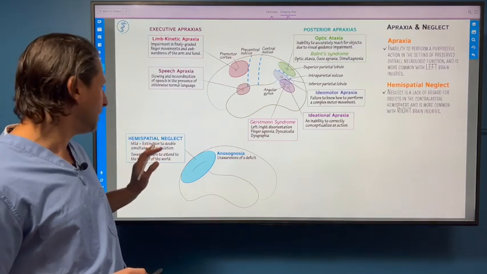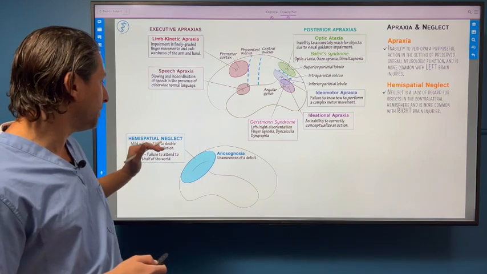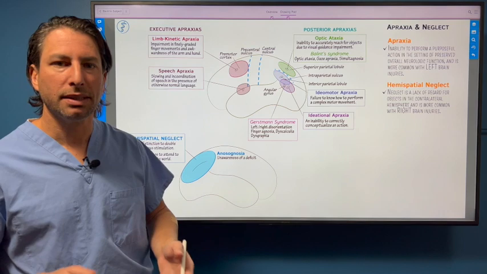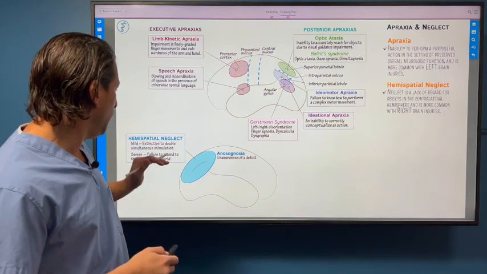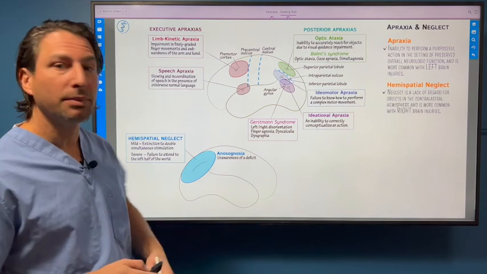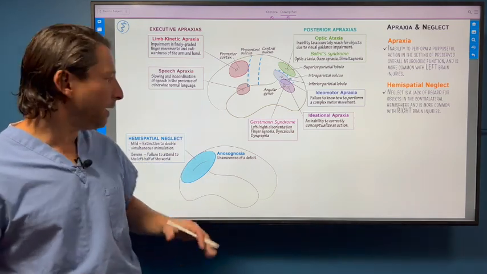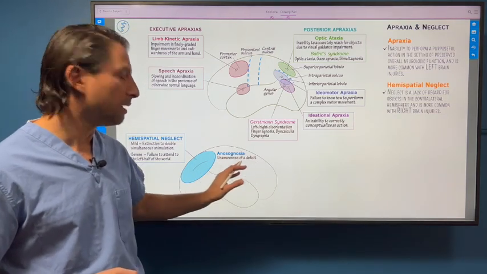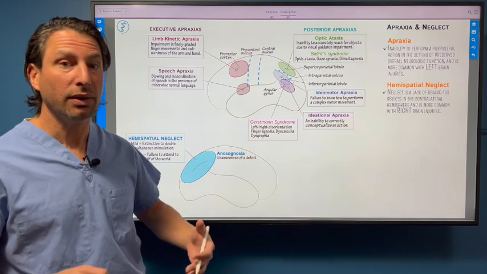So hemispatial neglect, it can be mild, meaning that there's simultagnosia maybe only, and we talked about this, double simultaneous stimulation, patients unable to perceive the opposite side. Or it's severe, in which they're unable to attend to that half of the world entirely, to the point where they may have anosognosia, an unawareness of the deficit. They may not be able to move that side of the body, but they don't even know it.